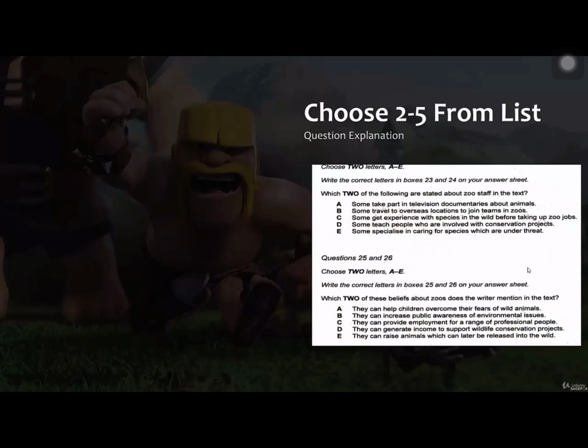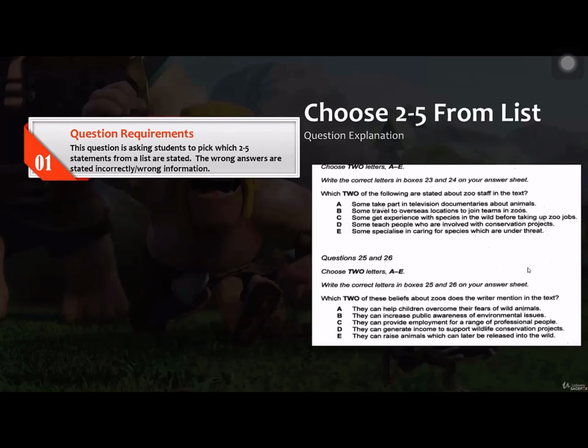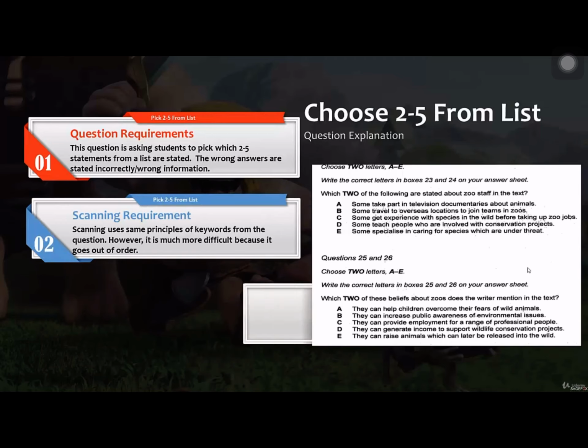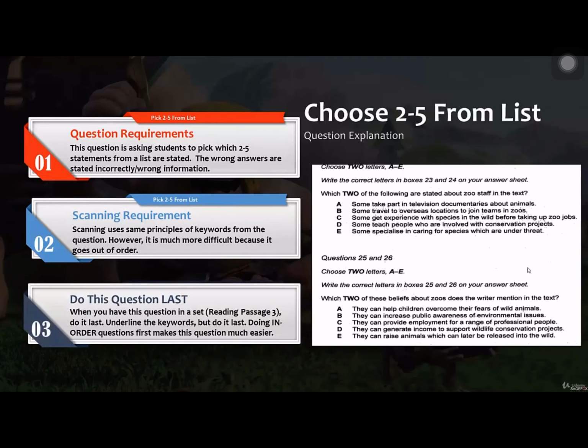So this is what it looks like. In this one here to the right, you can see that it's choosing 2 to 5 from a list. And here, actually, this one is choosing 2. It says, which 2 of the following are stated about zoo staff in the text? And then the next question says, which 2 of these beliefs about zoos does the writer mention in the text?